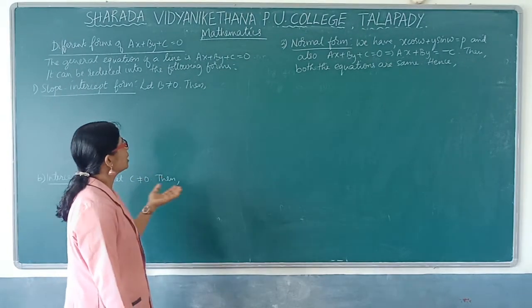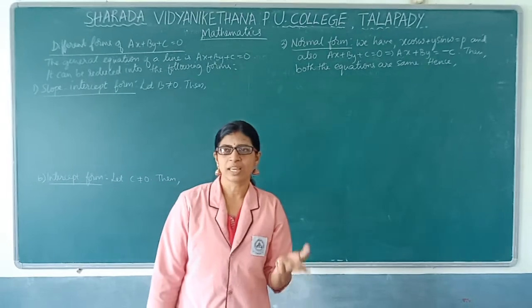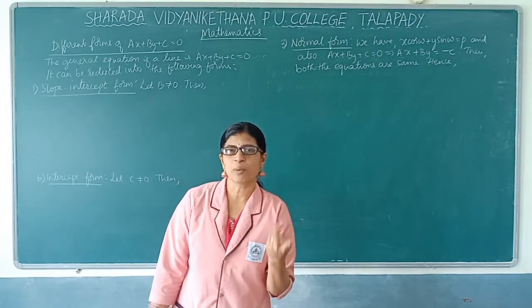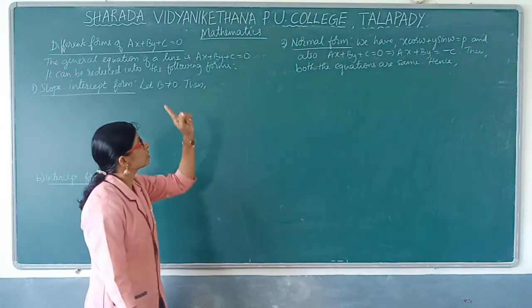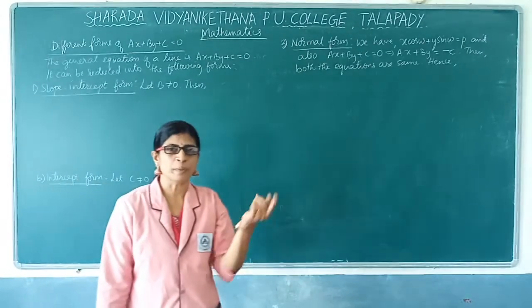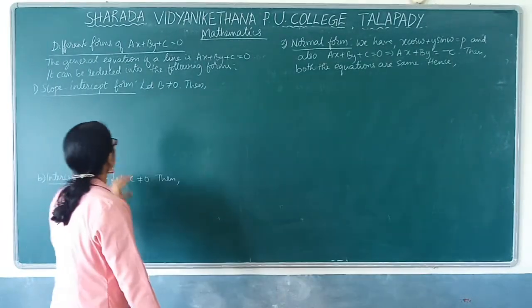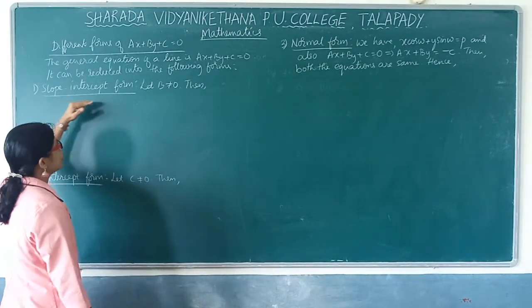Now we will see how to change it to different other forms which we have already studied, like slope intercept form and normal form. We will convert the same equation to that form, and let us see what slope represents when it is given in this form. How you can pick out the slope from here. So first we will come to slope intercept form.